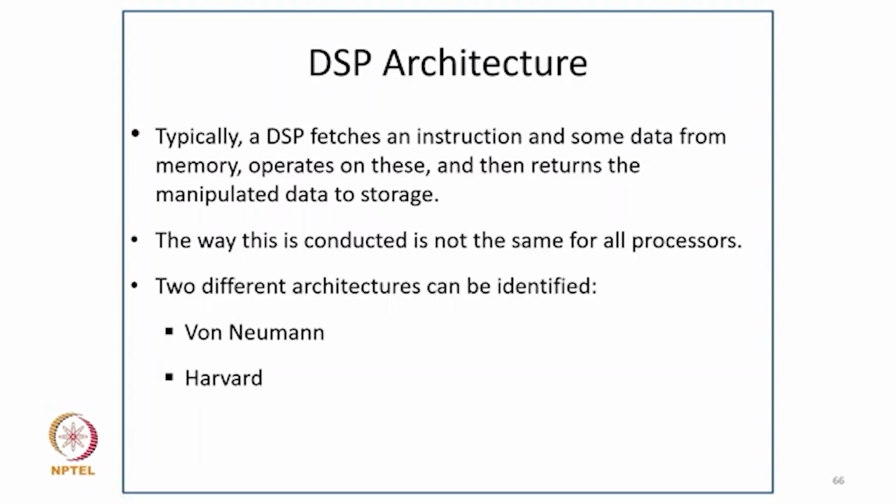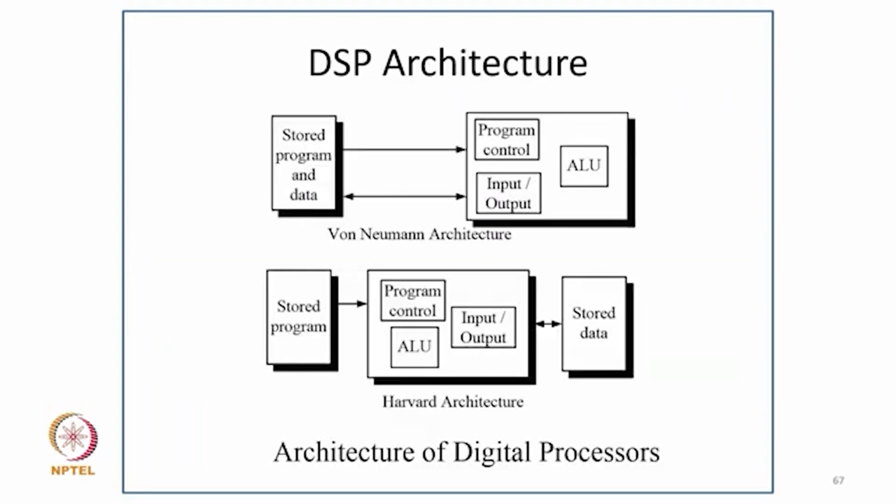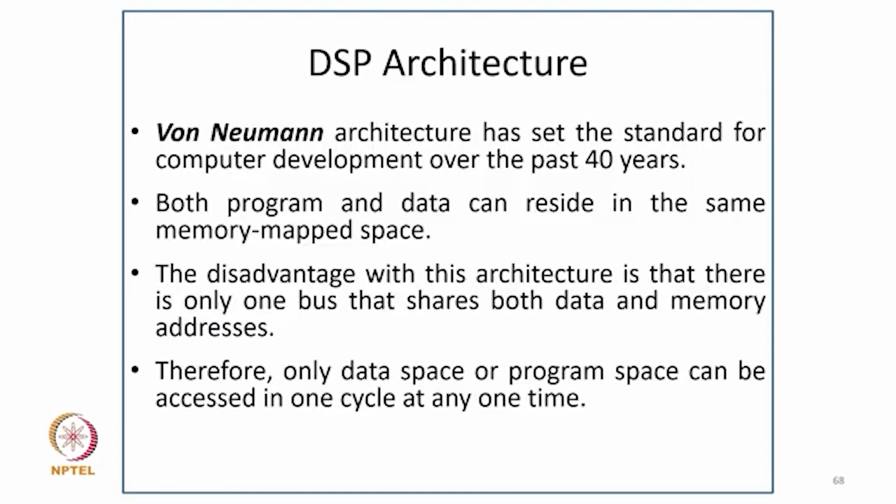The way this is conducted is not the same for all processors. Two different architectures can be identified: von Neumann and Harvard. A typical example is given here. In the von Neumann architecture, there is stored program and data, program control, ALU and input, and in the case of Harvard architecture, there is stored program and program output in the ALU, with the stored data on a separate side. The architectures of digital processors are shown here.